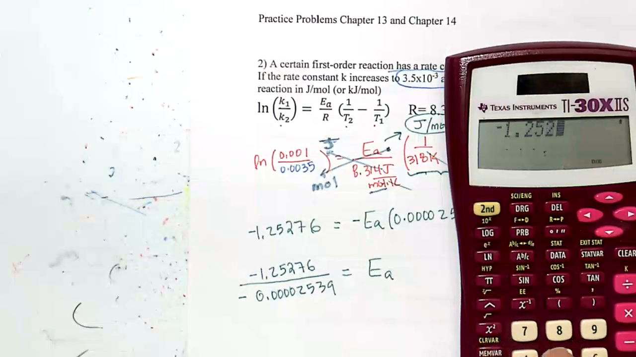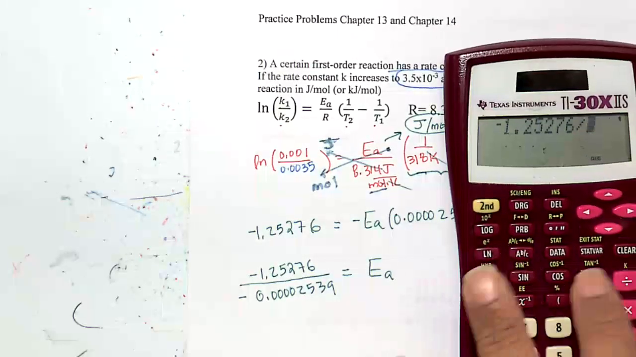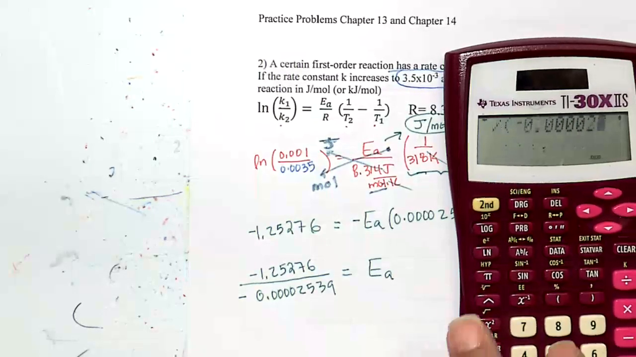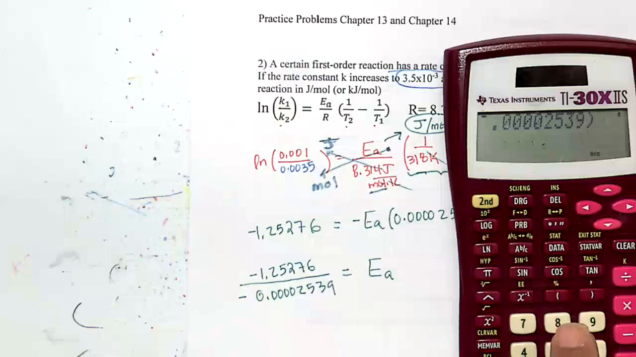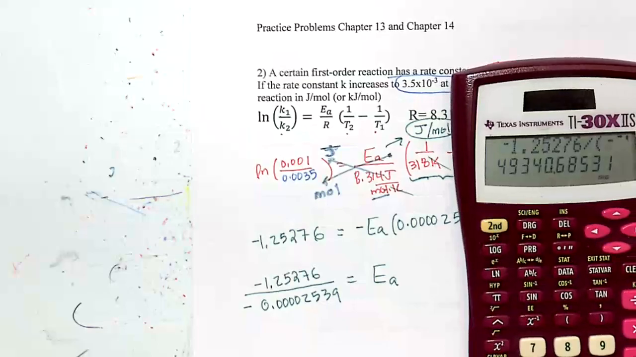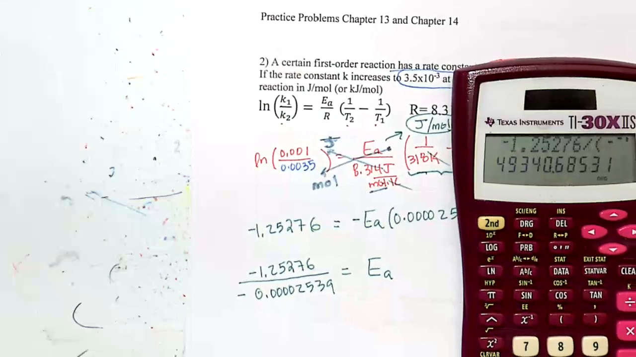So negative 1.25276 minus 0.12342539. Close those parentheses. What did you guys get? 49,341 joules over mole. Okay, so that's the answer I'm getting.